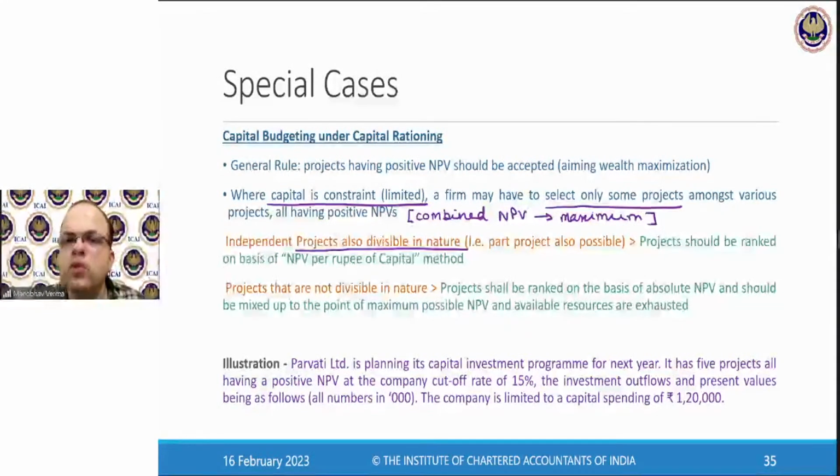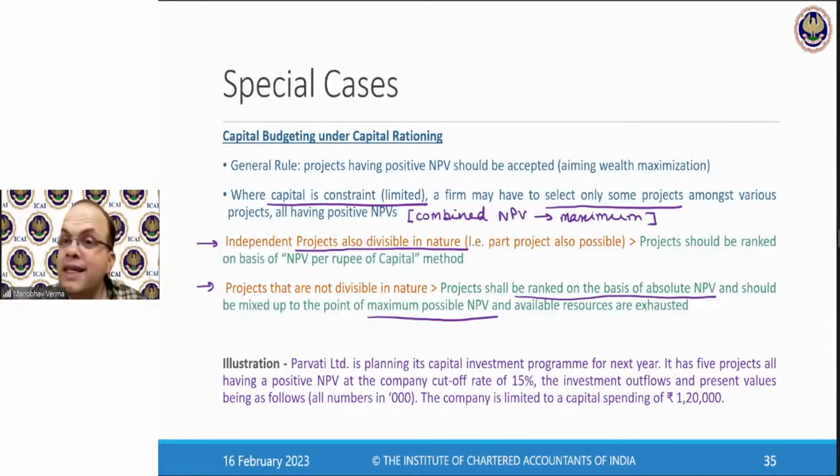The decision to invest and the combination of projects I will select will actually depend on whether my project is divisible or not. If it is not divisible, that means either the entire project will be selected or rejected, then we have to rank those projects on the basis of absolute NPV. And we need to select that combination which will give us the maximum possible NPV, and ensure that maximum resources are exhausted, if not all.